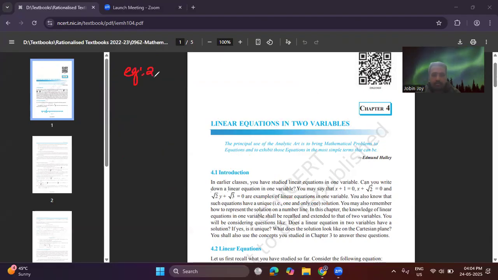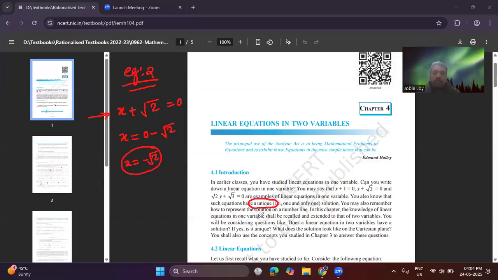Example 2. The equation is x plus root 2 is equal to 0. Again, this is a linear equation in one variable because there is only one variable called x. How will you find the solution or how will you find the root? So x equal to 0 minus root 2. So x equal to minus root 2. So again, the solution is unique. That means one and only one solution.